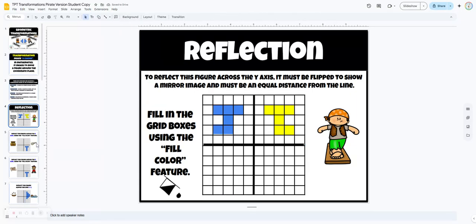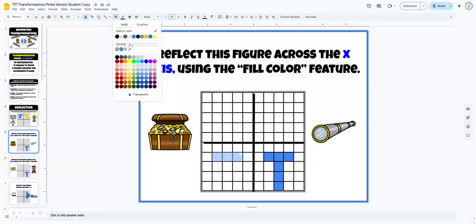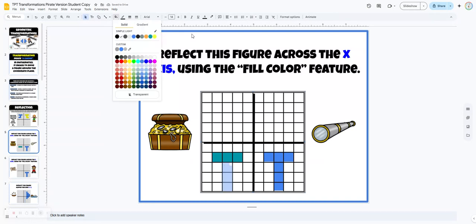Across the y-axis. They're going to do the same thing on slide 5. They're going to reflect across the y-axis, just a different shape this time. Click and hold and highlight what they want to color in.